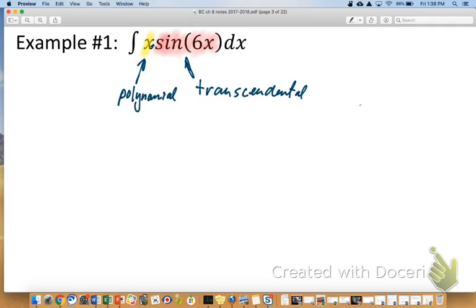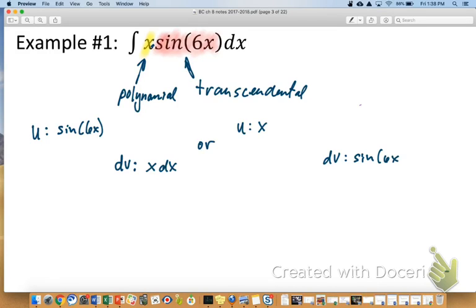So the question then becomes, how do I want this to go? I'll give you some options here. I usually set this up in a little box arrangement. I'll put the u right there and the dv down there. They're on different levels for a reason. You could set it up one of two ways. You could say that u is sine of 6x and dv is x dx, or you could set it up as u is x and dv is sine of 6x dx.